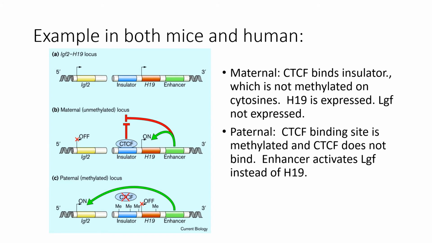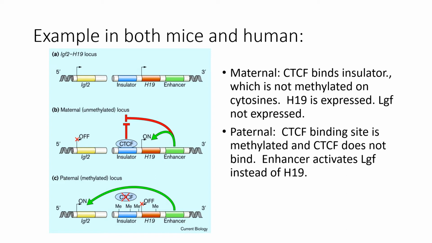Here's a representation of what's going on. In the maternal allele, we're talking about a region of the genome that includes insulin-like growth factor 2, and it also encodes a non-coding RNA. There is one enhancer and something called the insulator, which is now called the imprinting control region. This situation is going to lead to asymmetric expression of the H19 non-coding RNA and the insulin-like growth factor from the maternal or the paternal allele.